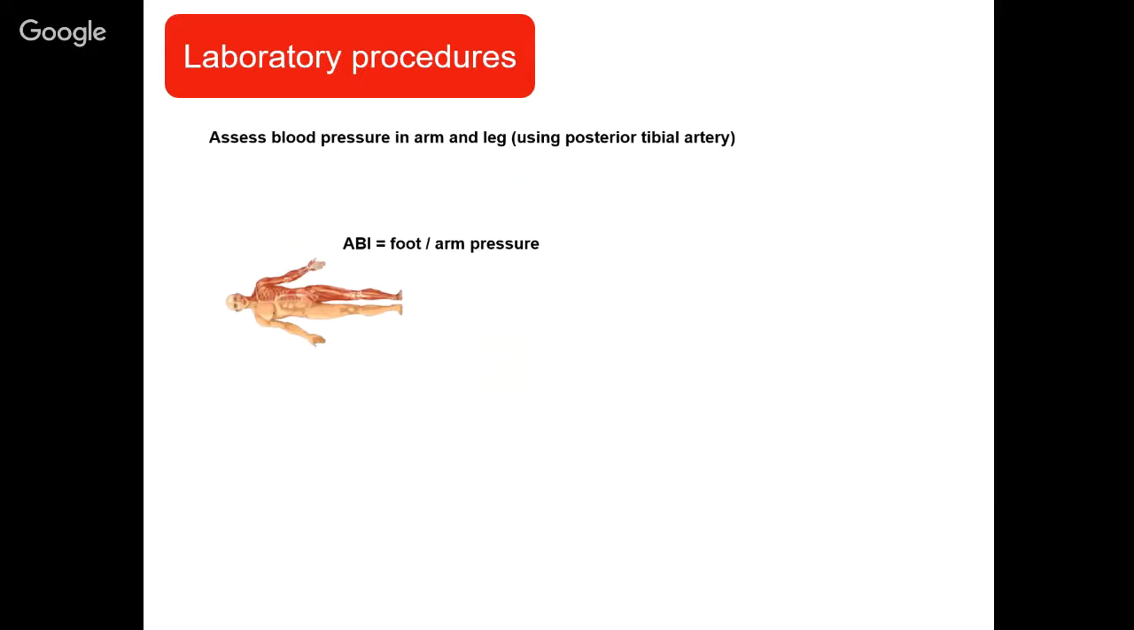Okay, so let's finish by talking about what's going to happen in lab. So in lab, you're going to assess blood pressure in the arm and the leg, using the posterior tibial artery, okay? And you're going to get an ankle brachial index, okay? So you're going to look at the difference between the foot and arm pressure. And we're going to add some perturbations in this. You can check out this video if you want.